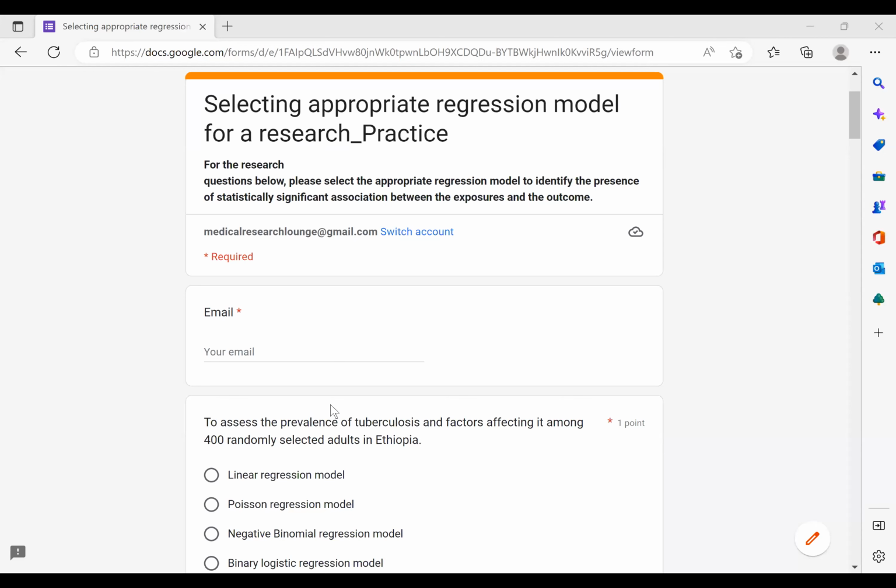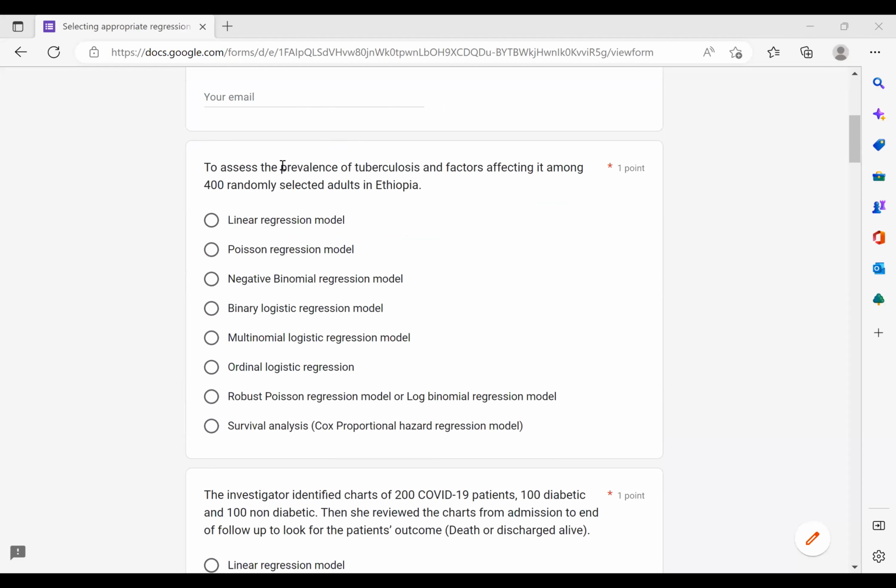I think we cannot work on them together, maybe, if it is going to be difficult. So the first one wants to assess the prevalence of tuberculosis and factors affecting it among 400 randomly selected adults in Ethiopia. So what's the study design used?